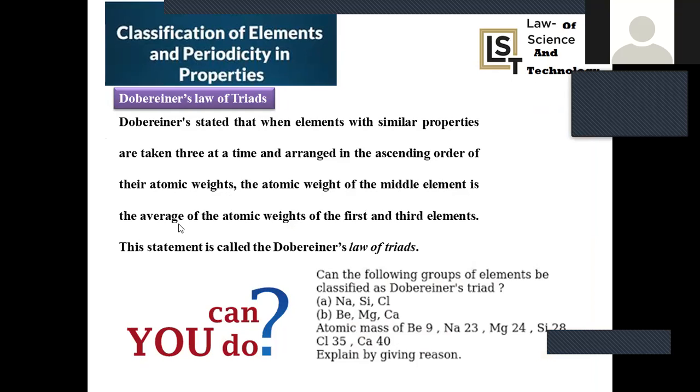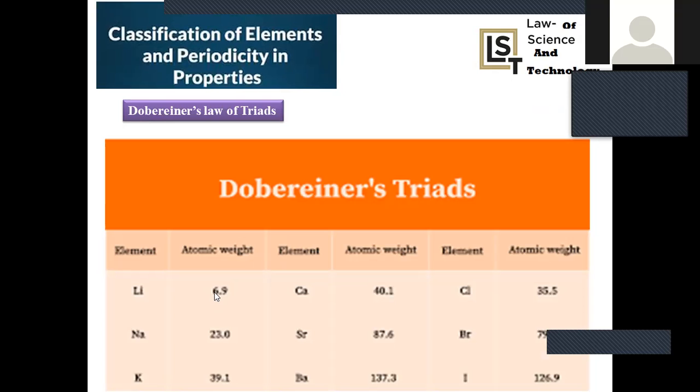The atomic weight of the middle element is the average of the atomic weights of the first and third elements. This is an important property given by the Dobereiner triad. When you take the average of the first and third element, for example, lithium as 7 and potassium as 39, 39 plus 7 is 46, divided by 2 it becomes 23. So the average of these two is the exact mean of the central metal.